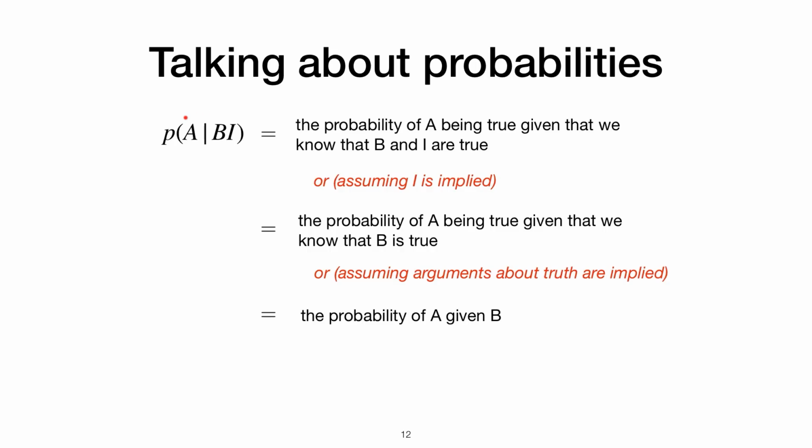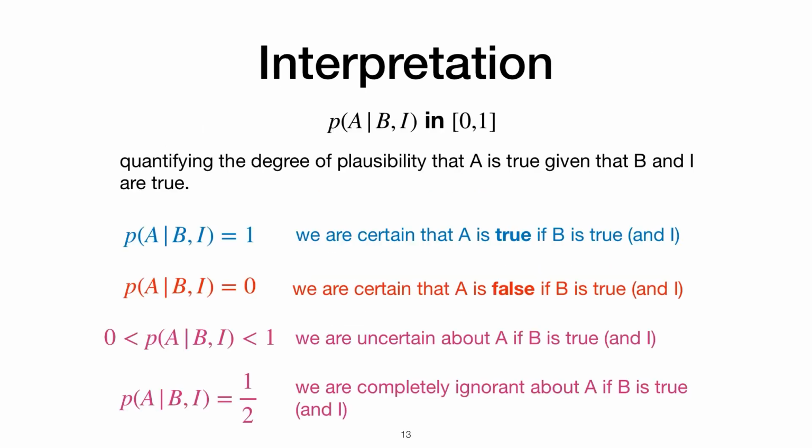Alright, so how should we talk about probabilities? Whenever you see this symbol right here, you should be reading the probability of A being true, given that we know that B and I are true. And of course, assuming that I is implied, you can alternatively say the probability of A being true, given that we know that B is true. Or even simpler, you can say the probability of A given B.